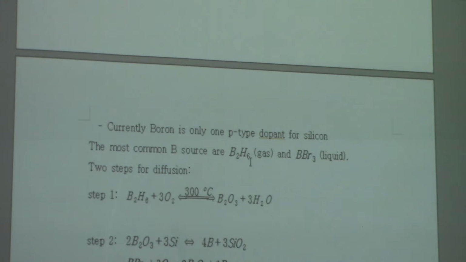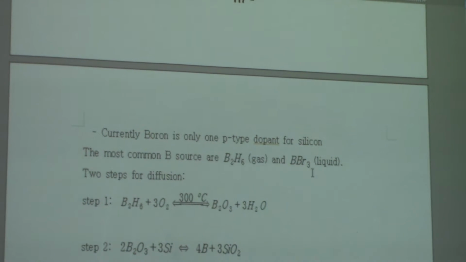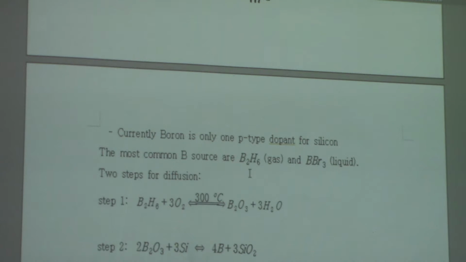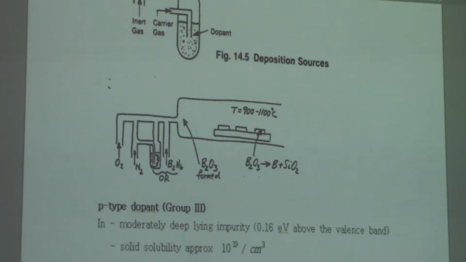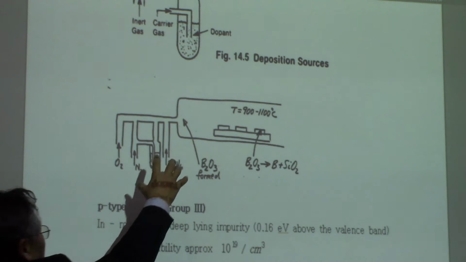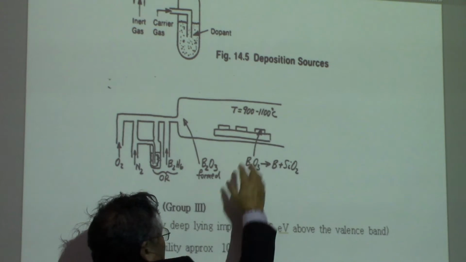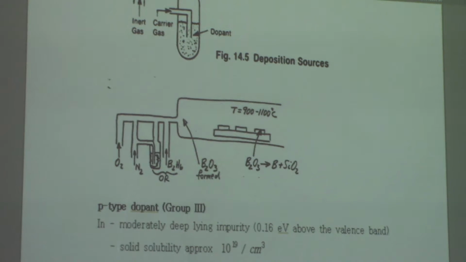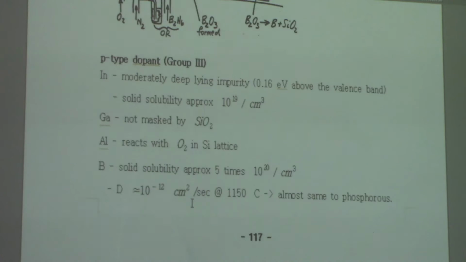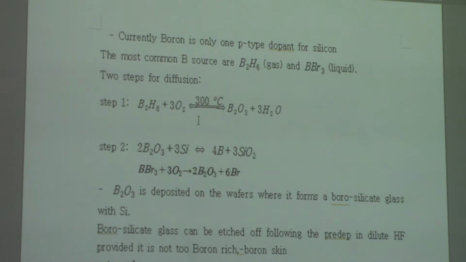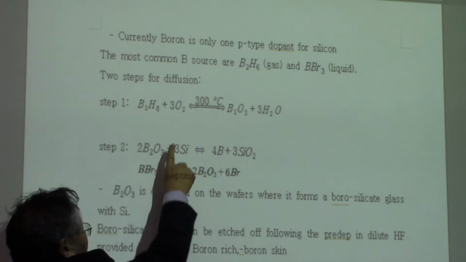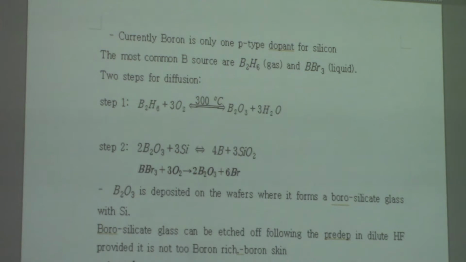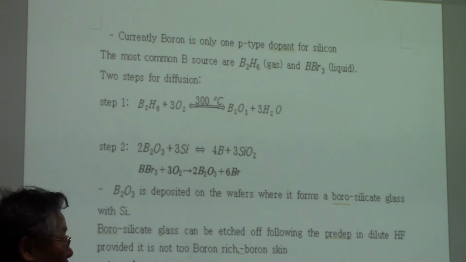And for boron, we have gas phase and liquid phase sources, such as boron bromide and the hexahydrate of boron. During the process, as shown here in this chamber, we have two temperature zones: here is 300 degrees centigrade, and here is 900 to 1100 degrees centigrade for the diffusion process. In step 1, at the 300 degree zone, the gas phase reacts with oxygen to form boroxide.